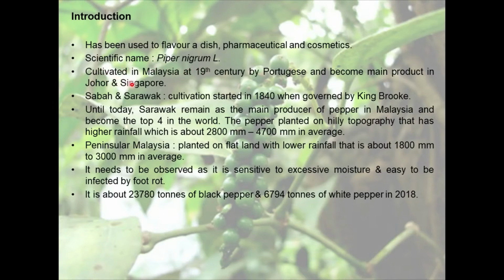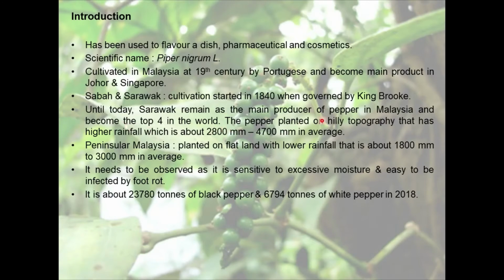Pepper was cultivated in Malaysia in the 19th century by the Portuguese and became the main product in Johor and Singapore. In Sabah and Sarawak, the cultivation started in 1840 when governed by King Brooke. Until today, Sarawak remains the main producer of pepper in Malaysia and is the top 4 in the world.